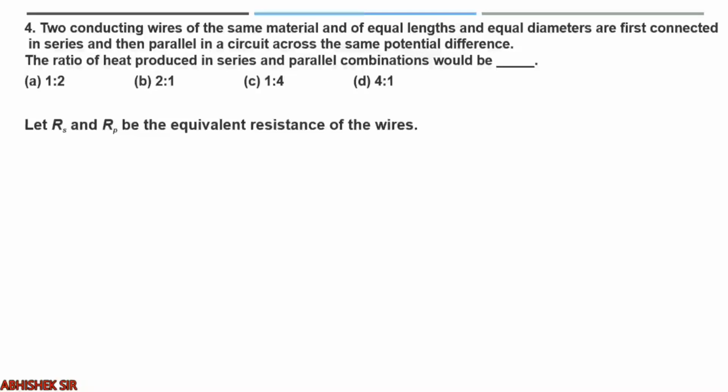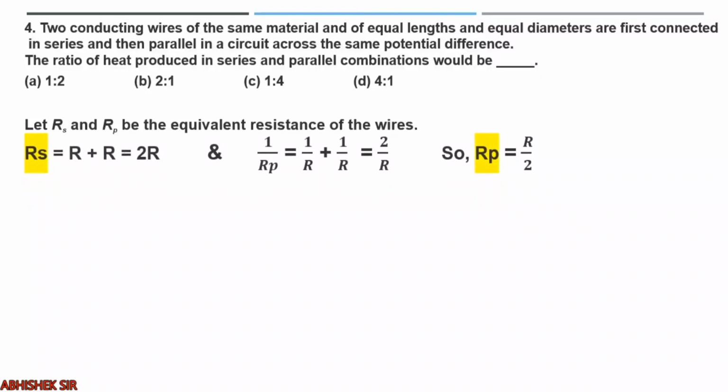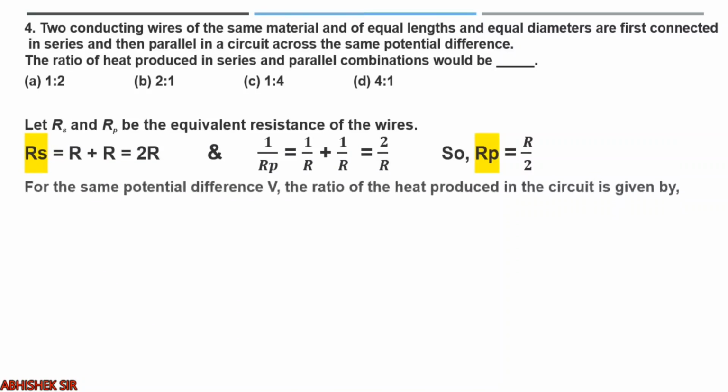How many wires are there? Two. So if we find Rs, in series, it will be R plus R, 2R. Same way, if we find Rp, according to the formula, 1 by Rp equals 1 by R plus 1 by R, that is 2 by R. So if you do the reciprocal, Rp will be R by 2. Okay, so we have the equivalent resistance of the circuit.